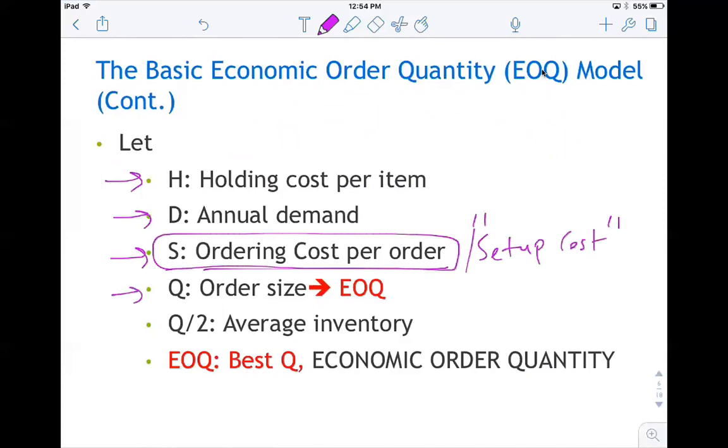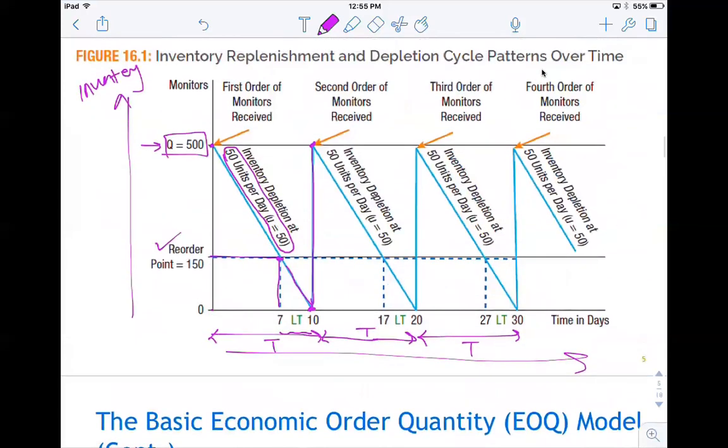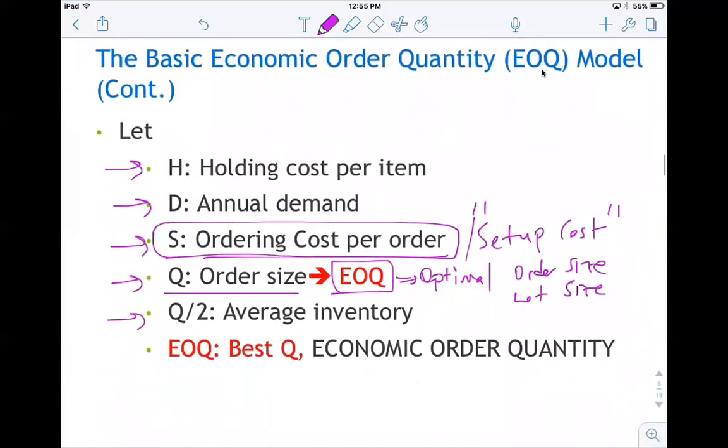And then Q is going to be our order size, the EOQ level, the optimal order size. Some people also call this lot size. And we are going to derive a formulation for the optimal Q level. Q over 2 is going to be the average inventory that we'll be keeping in our system. As you can see, our max position for this EOQ model is going to be the Q level, and we assume that Q over 2 is just our average inventory that we keep in our system, okay?